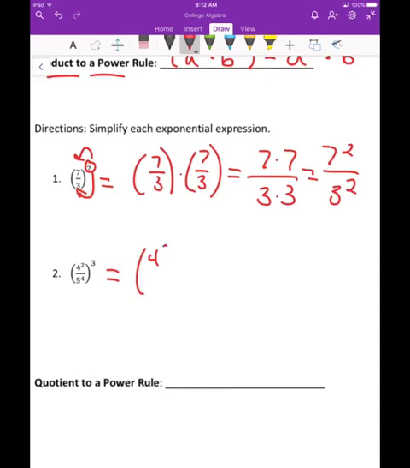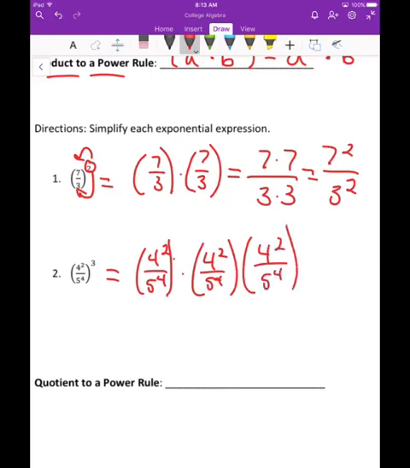So 4 squared over 5 to the 4th times 4 squared over 5 to the 4th, 3 times to expand that outside power. And remember, when you multiply these fractions, 4 squared times 4 squared times 4 squared, that's a total of 6 4s being multiplied together over a total of 12 5s being multiplied together.